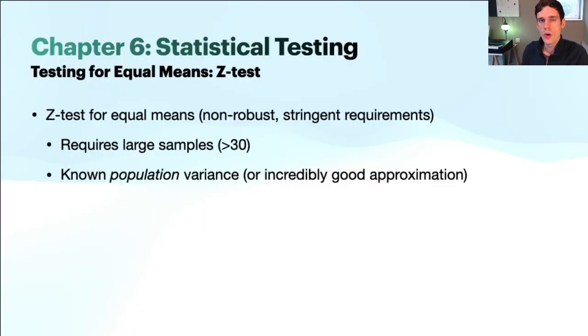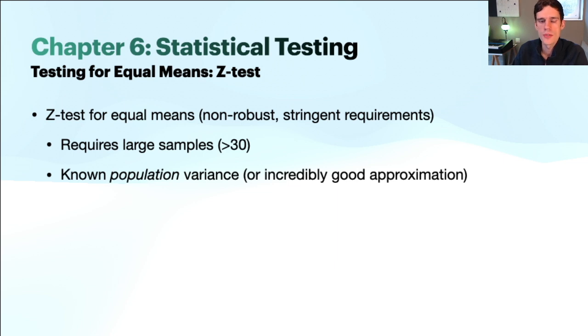Now, before we conclude this lesson, a short word on yet another statistical test that tests equal means, namely the z-test. But the z-test falls within the same category as the f-test. Even though it can be very precise, it has such strict requirements that it's almost not usable in real-life scenarios.